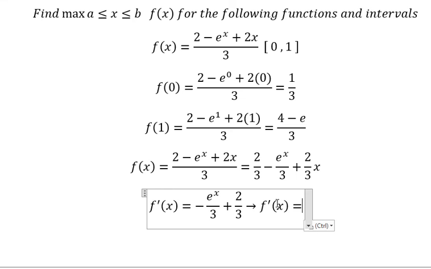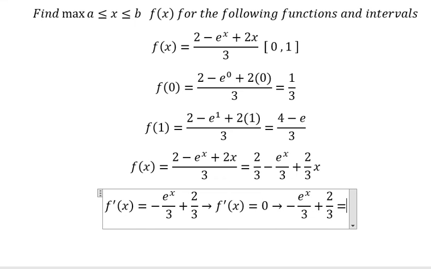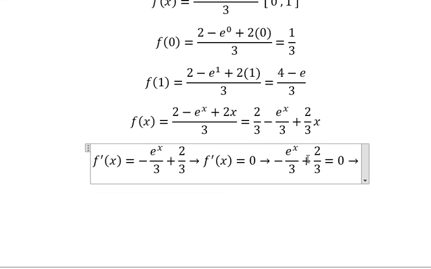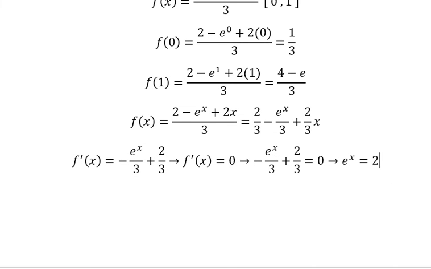equals to number 0. So we have this one equals to number 0 in here. So if we simplify everything, we have e to the power of x equals to number 2. So the next step, we put natural log on both sides.